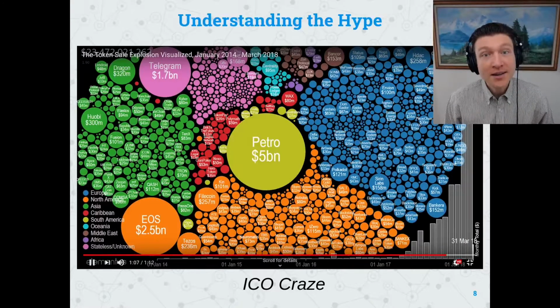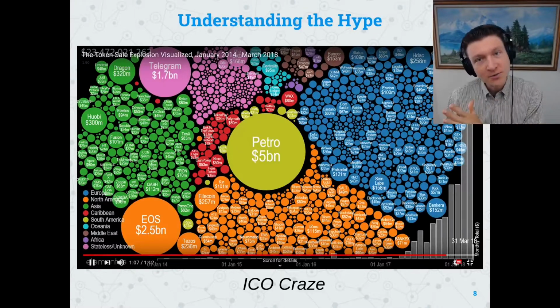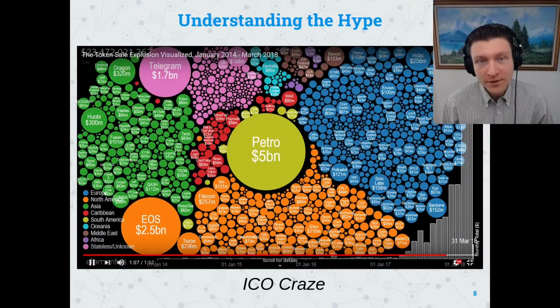So, understanding the hype, I encourage you to check out in the slides this little bit of a video. It goes through the history from roughly 2013 out to roughly 2018 and looks at initial coin offerings. Again, confusing the terms there, but tokens that are being generated pretty much exclusively on the Ethereum network and then sold for Ethereum is typically what was going on at this time.